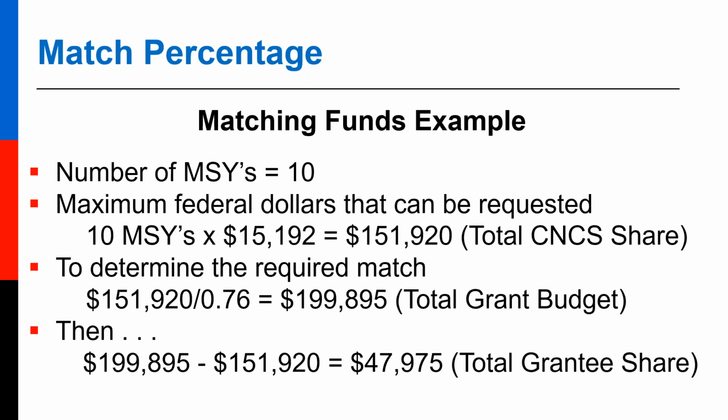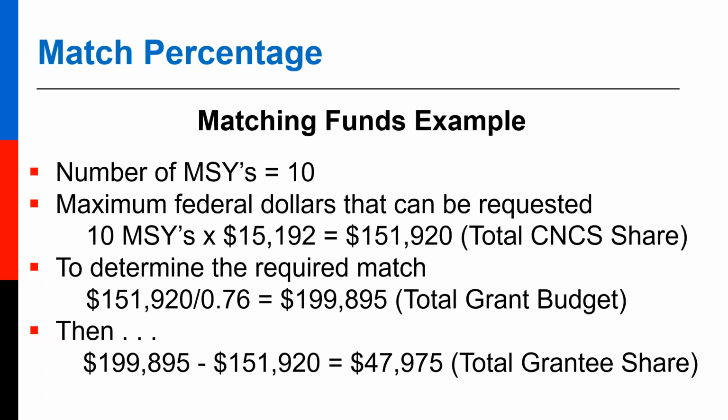So let's look at an example of a new program where 76% of the budget can be CNCS share and 24% can be grantee share. So this program is requesting 10 MSYs, and the maximum federal dollars you can request, per MSY, is $15,192. So if we take 10 times 15,192, it equals 151,920. So that's the maximum federal dollars that they can request.